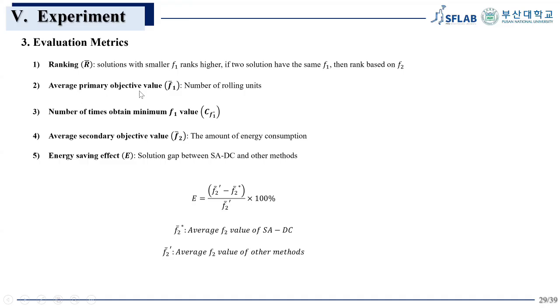And then we evaluate the average primary objective value, the number of rolling units. And then we count the number of times we obtain the minimum primary value. We denote it as C F prime F star 1. And then we consider the average secondary objective value, the amount of energy consumption, and the energy saving effect E, which is the solution gap between SADC and the other method, calculated based on this formula.